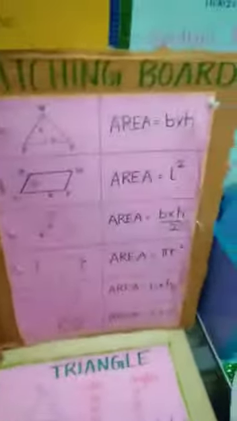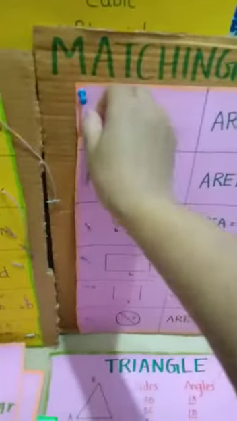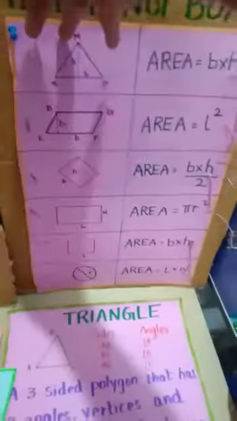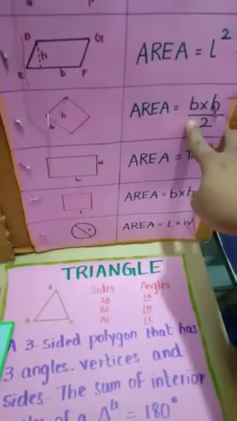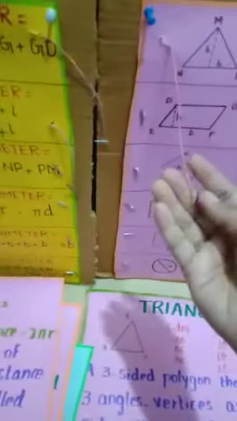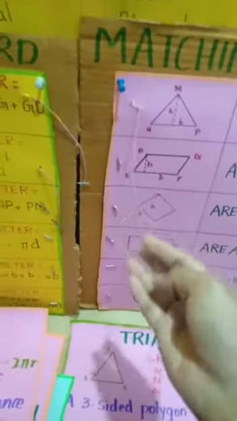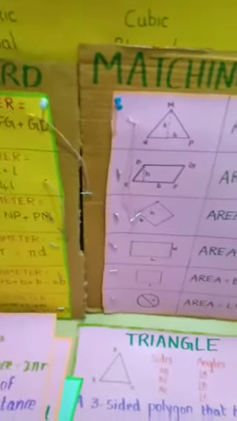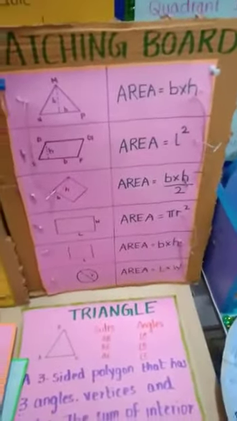These 2 are the matching boards. So area of triangle is, if you move like this, area of triangle is half BH. I have made this with a simple thing. Instead of this one, you can use beads. It will be even better and more convenient when you use it for children. I don't have time, so I made this one.